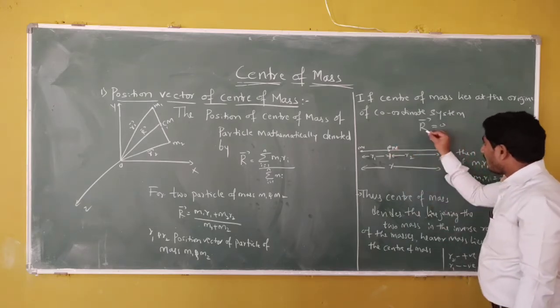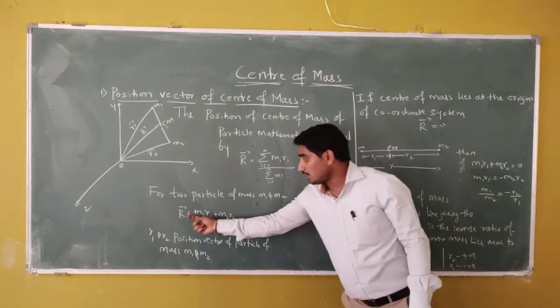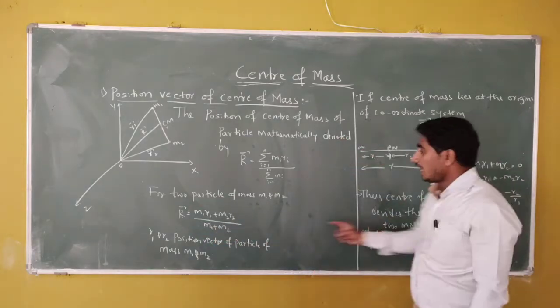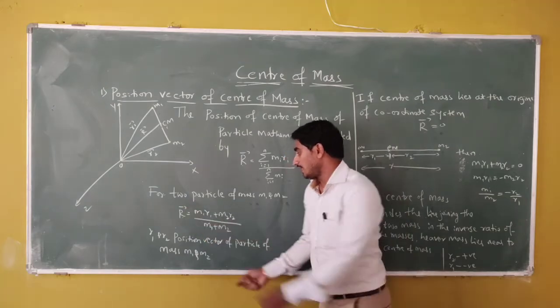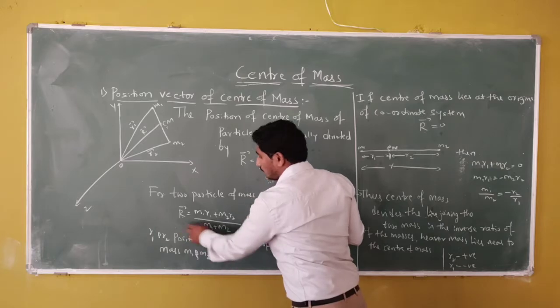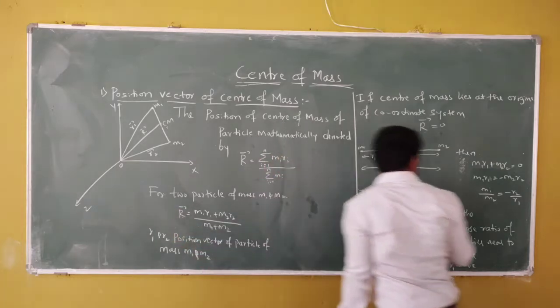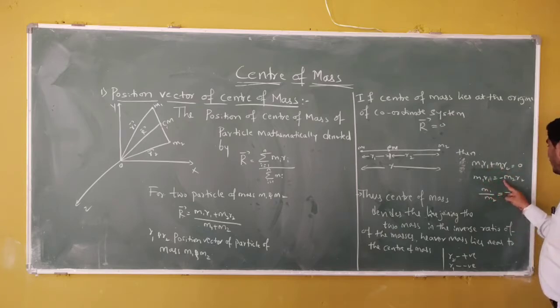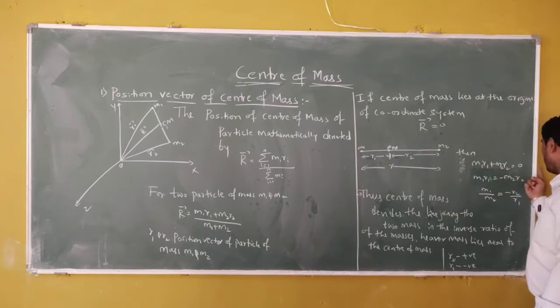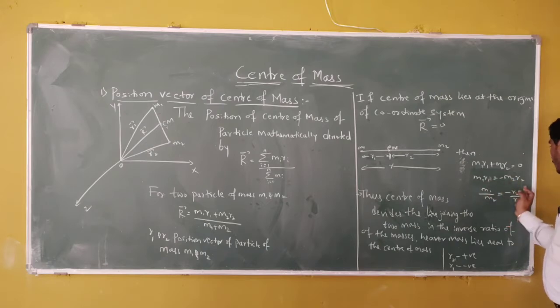If r becomes 0, then the equation is converted like this: m1 plus m2 multiplied by 0 becomes 0. So directly I can write m1 r1 plus m2 r2 is equal to 0, and m1 r1 is equal to minus m2 r2, taking this term on the right hand side. Taking m2 to the denominator side and r1 to the right hand side, m1 divided by m2 is equal to minus r2 divided by r1.